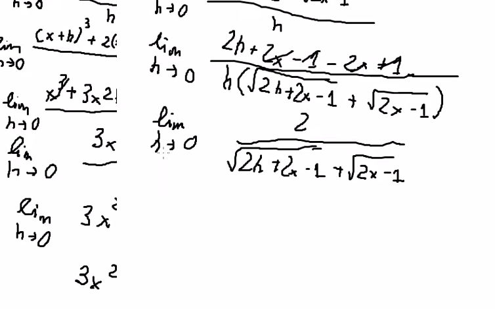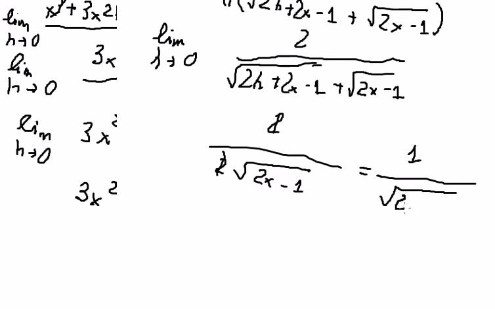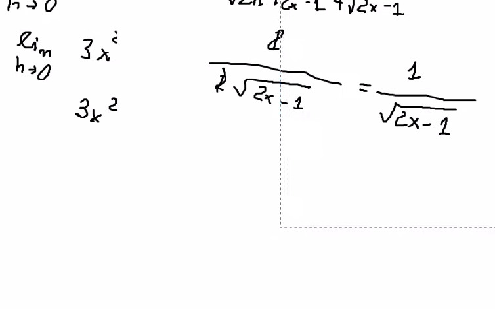So we put h equals to number 0 in here, and you got about 2 over the square root of 2x minus 1 plus the square root of 2x minus 1. We simplify number 2, and we got about 1 over the square root of 2x minus 1. Now let's go to the next one.